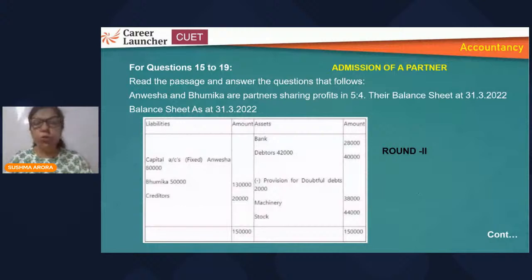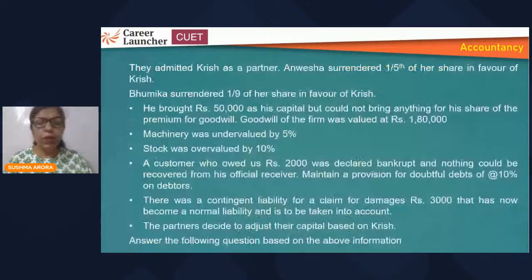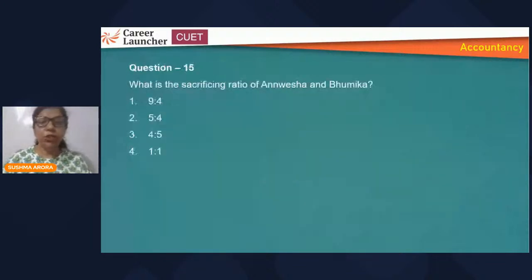See, Anvesha and Bhumika are partners in 5:4. Their balance sheet is given here. Now you have to give the answers on the basis of these. See, 50,000 capital, but could not bring the goodwill, and goodwill of the firm is 180, machinery undervalued, stock overvalued. Okay, 1/5 is the share, contingent liabilities, partners decide to adjust their capital. Now, what is the sacrifice ratio of Anvesha and Bhumika? Okay, children, see here I am telling you the answer is 9:4.